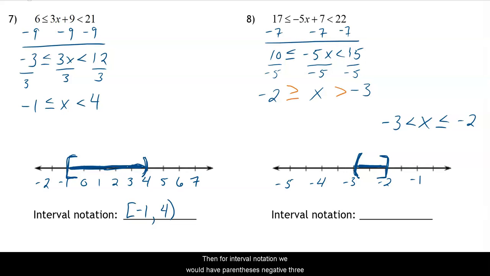Then for our interval notation, we would have parenthesis negative 3, comma, negative 2 with a bracket.